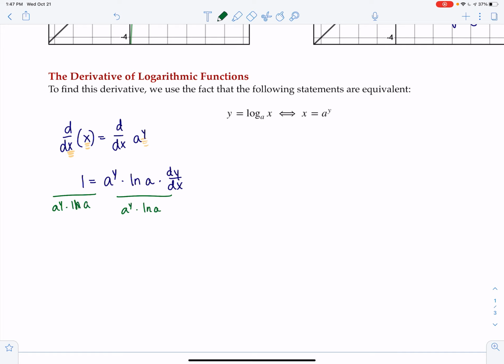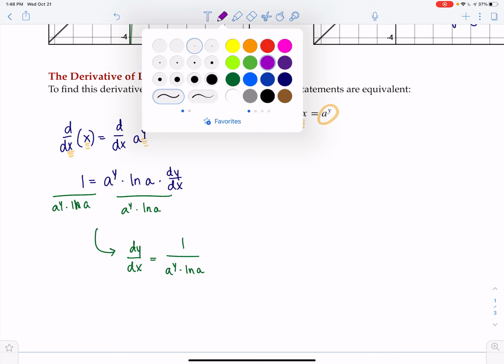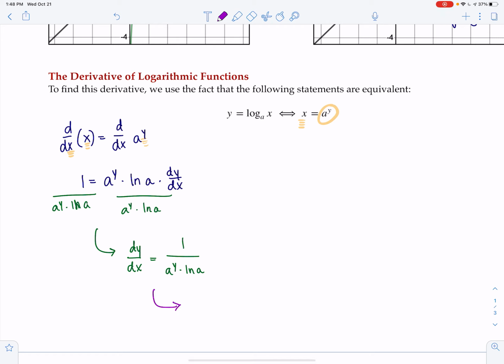And I get, after all that, dy dx is equal to 1 over a to the y times the natural log of a. But even cooler than that is that a to the y is just x. And that's usually mathematicians' goal, to make things simpler, believe it or not. We can say dy dx is equal to 1 over x times the natural log of a.